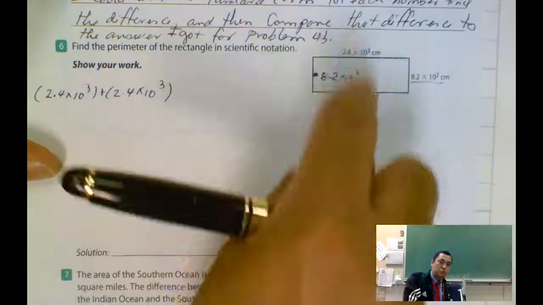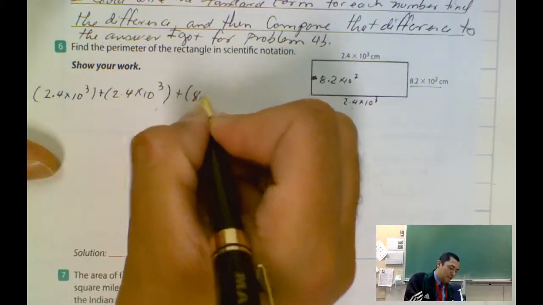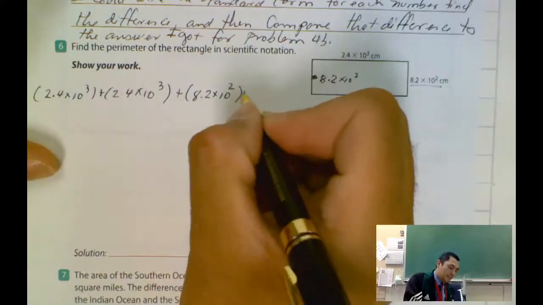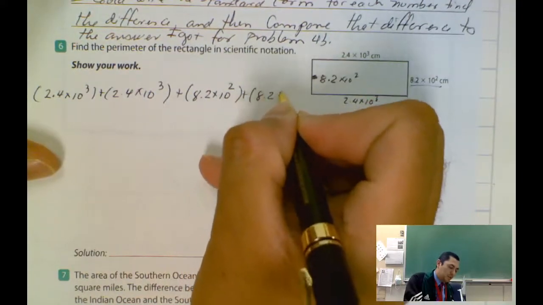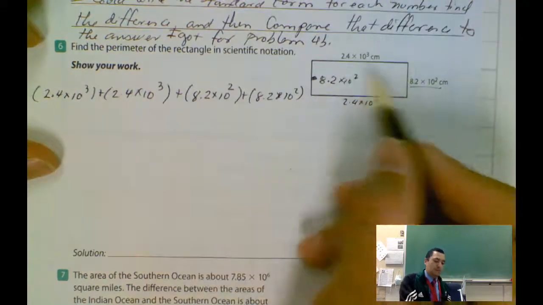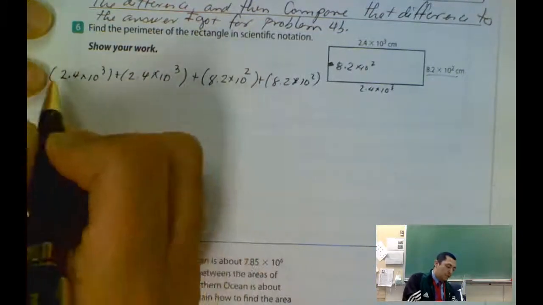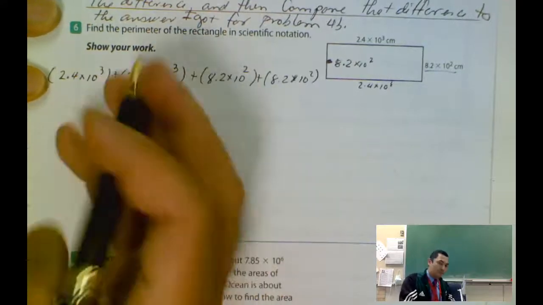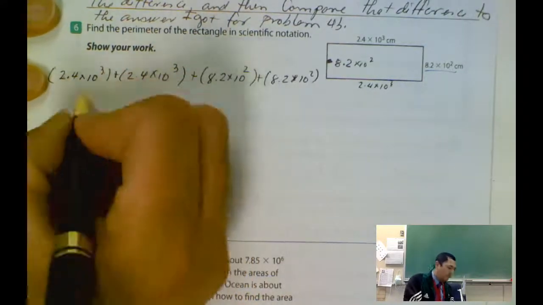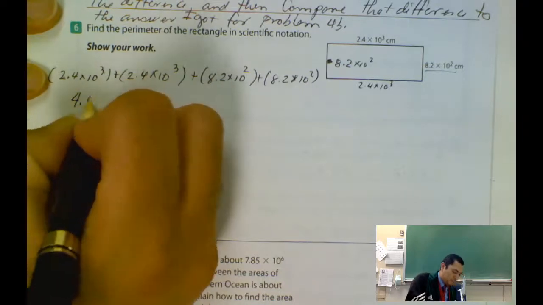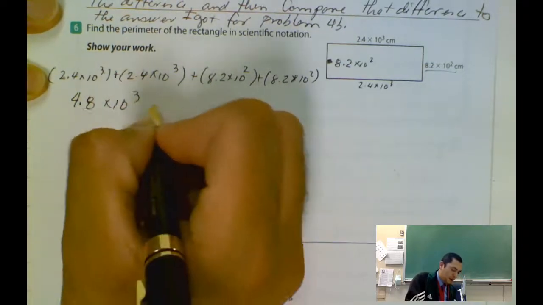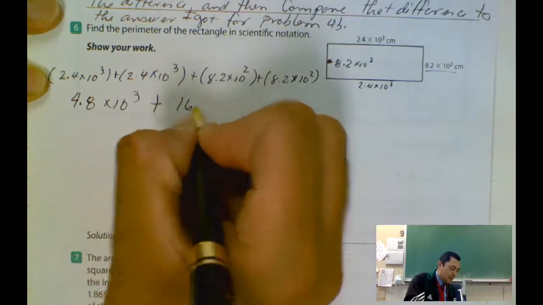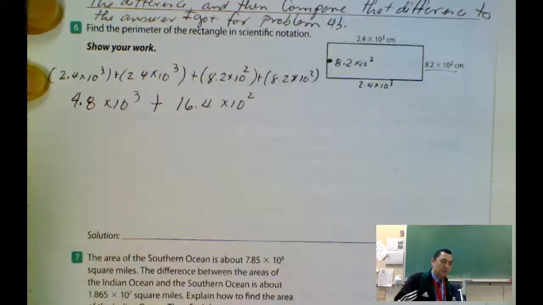So I'm going to have 2.4 times 10 to the 3 plus 2.4 times 10 to the 3, plus 8.2 times 10 to the second power twice. So 2.4 plus 2.4. Why am I adding those two? Because the exponents are the same. So 2.4 plus 2.4 is 4.8 times 10 to the third power. Plus 8.2 plus 8.2 is equal to 16.4 times 10 to the second power.